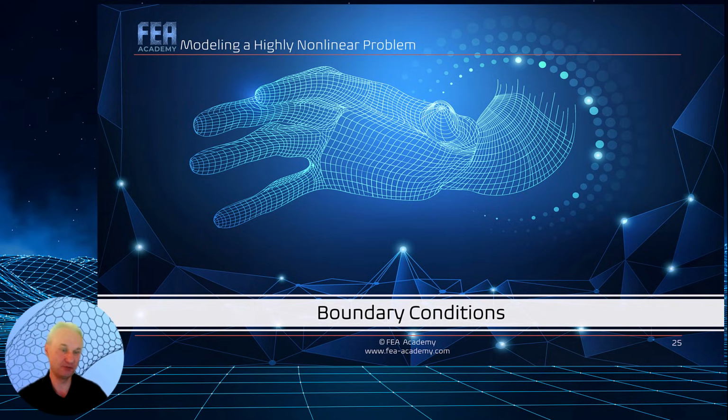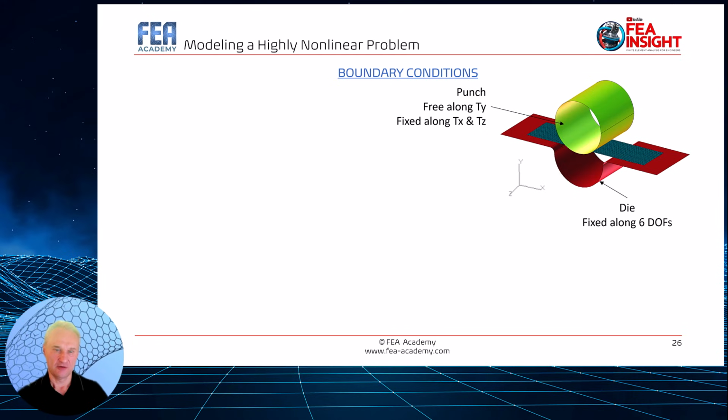Now let's discuss the boundary conditions. First, the position of the rigid body that I call the die is controlled by removing all degrees of freedom on the body. The displacement of the punch is controlled by removing the degrees of freedom in the horizontal direction and specifying its displacement in the vertical direction as an enforced displacement. Note that the y direction is the direction in which the punch is moved into the die, this axis, okay?